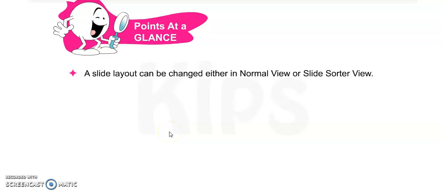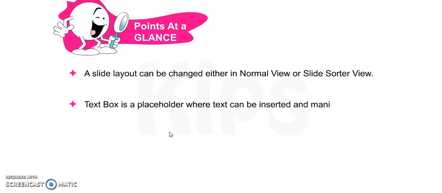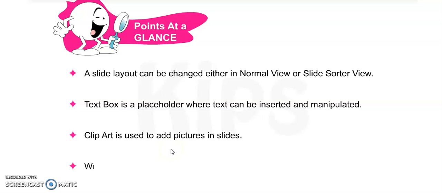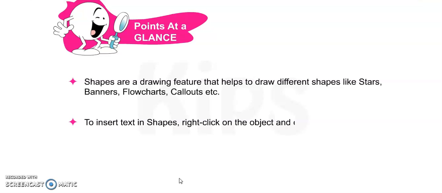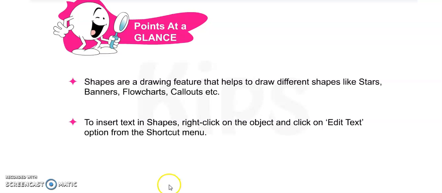A slide can be changed either in Normal view or Slide Sorter view. Text box is a placeholder where text can be inserted and manipulated. Clip art is used to add pictures in a slide, and the word art feature helps to create special text effects. Shapes are a drawing feature that helps to draw different shapes like stars, banners, flowcharts, callouts, etc. And to insert text in shapes, right click on that object, then click on the Edit Text option from the shortcut menu.